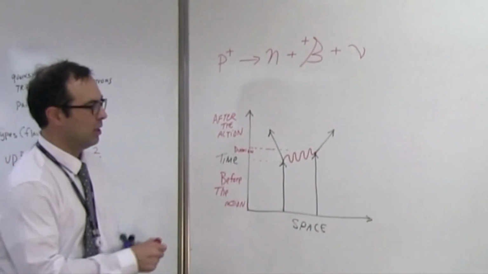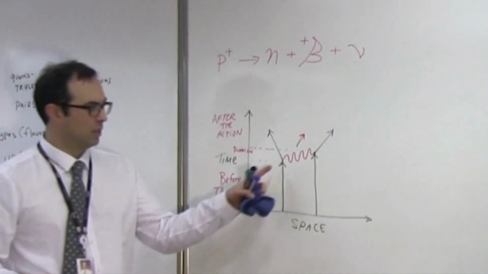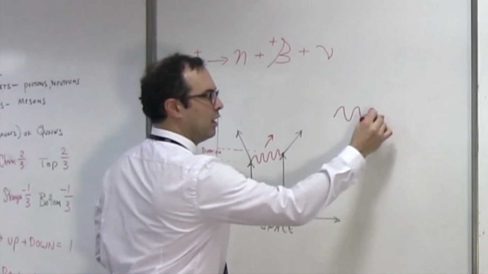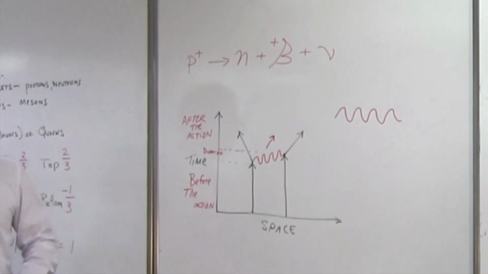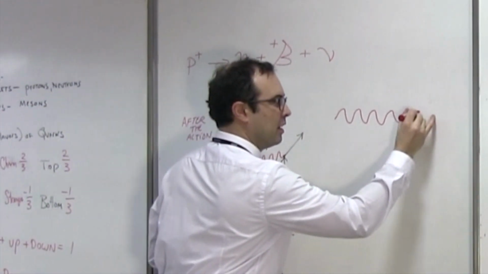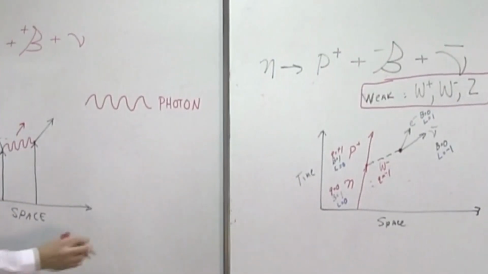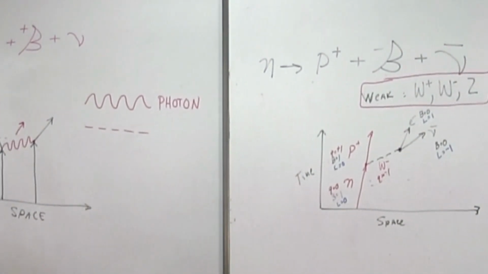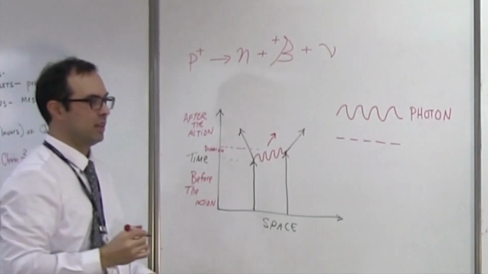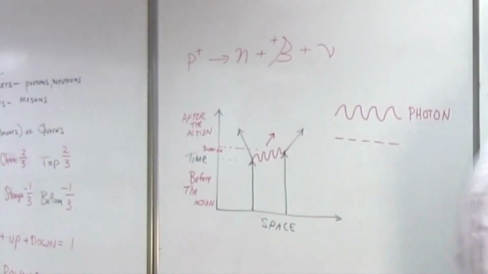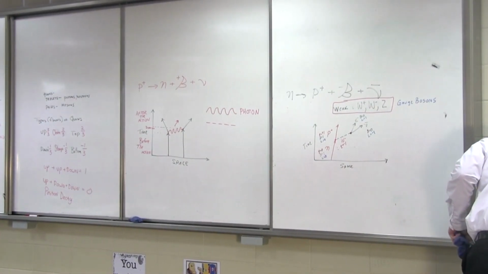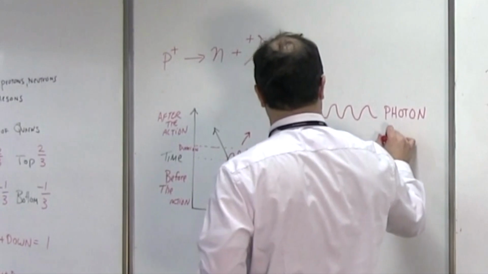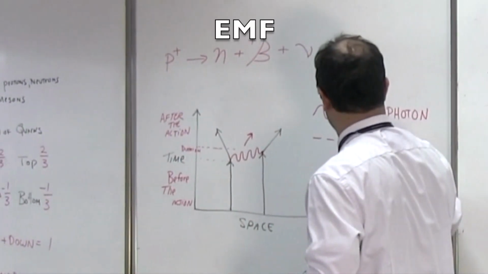Down here, what particle is this? What exchange particle is the squiggly line? It's going to be a photon. What about this one over here where there's a dotted line?